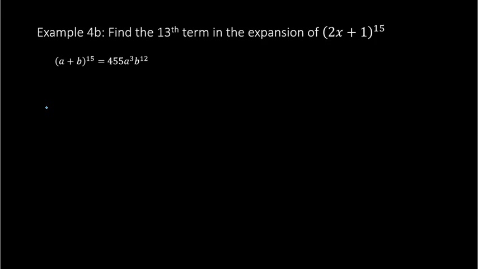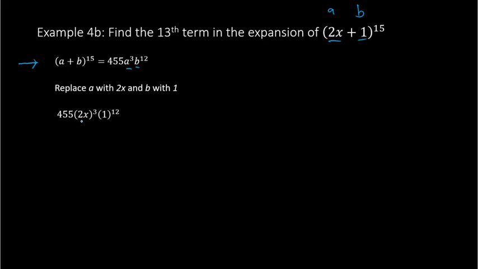Again, we have this statement that we already concluded in the last slide, and all we do is simply replace a with 2x and b with 1. If you do that, we now have 455 times (2x) cubed times 1 to the 12th power.